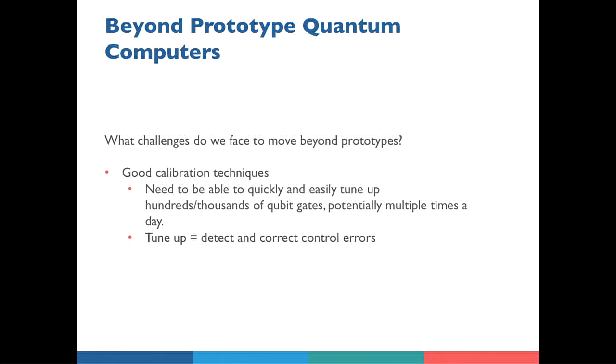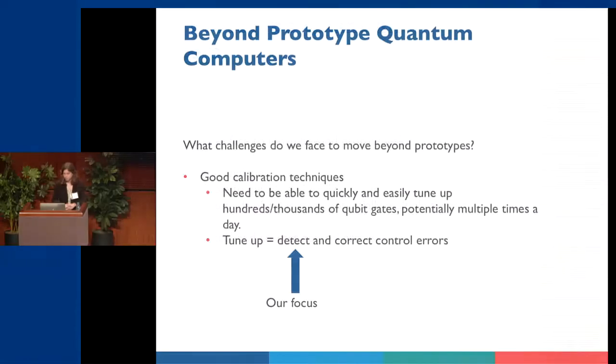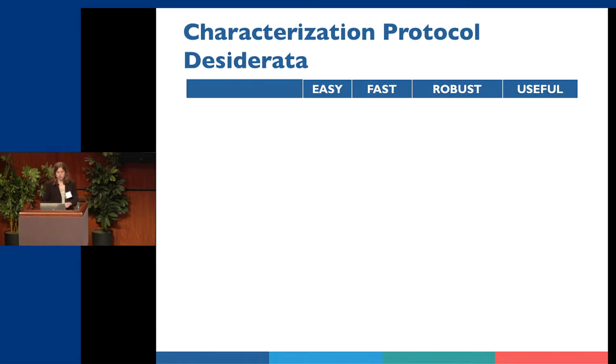So in this talk, I'm going to be particularly interested in how we detect what has gone wrong with our control. Because the detection is something that's universal across many different types of devices. But once you've figured out what has gone wrong, how you actually correct it will be different depending on the lab and depending on the physical system. But the detection part is a universal process that can be applied no matter what your building blocks are for your quantum computer. Okay, so I'm interested in detecting these errors, or otherwise characterizing control errors.